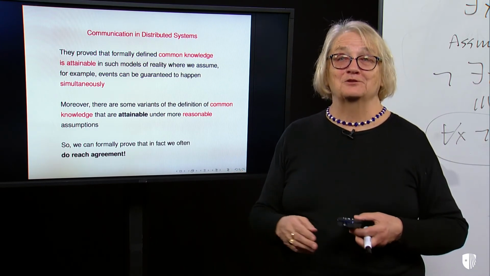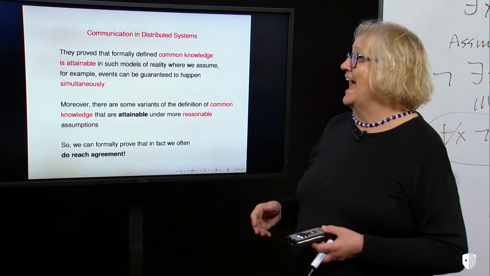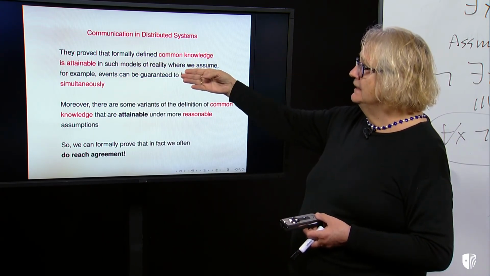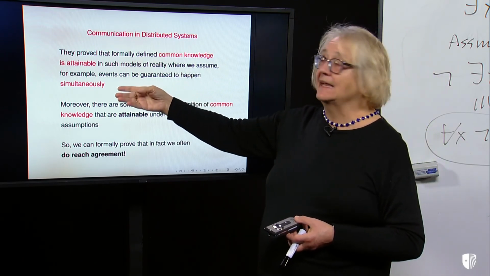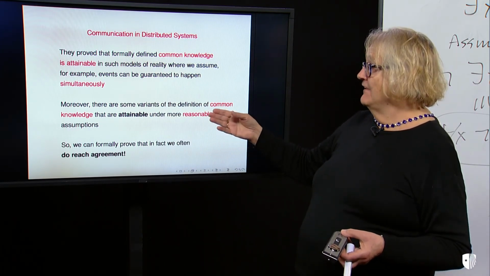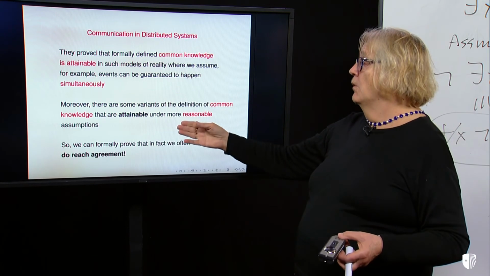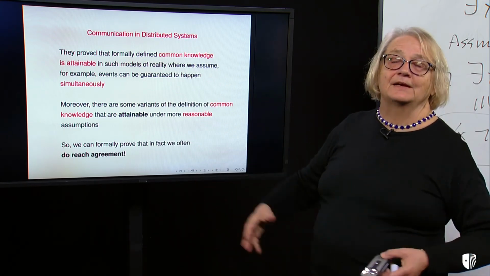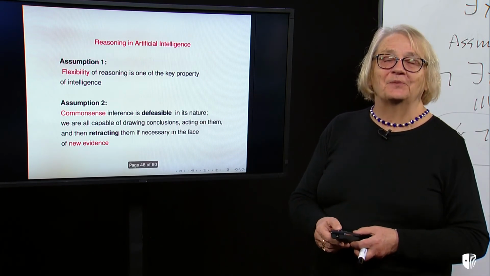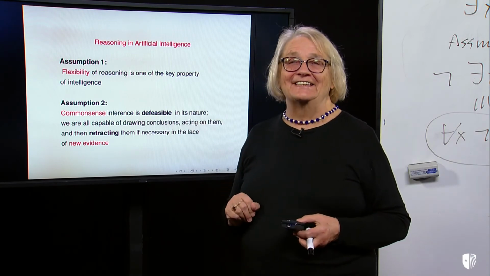So they also prove formally that formally defined common knowledge is attainable in such models of reality where we assume, for example, events can be guaranteed to happen simultaneously. Moreover, there are some variants of the definition of common knowledge that are attainable under more reasonable assumptions. So finally, we can formally prove that we often do reach agreement. So that was the view of computer scientists.